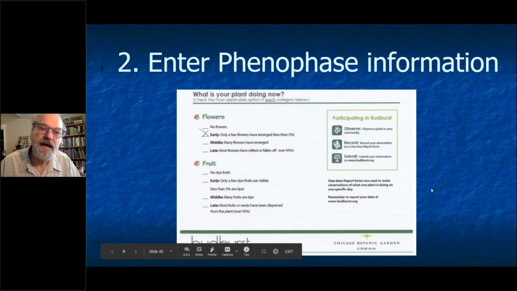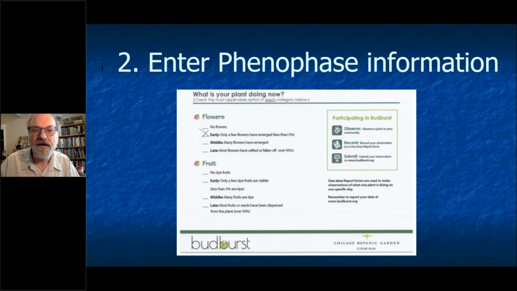Okay, and then the bottom half of the form are the phenophases. And so for wildflowers, which is what I totally recommend starting with, you've only got a couple of phenophases for flowers and for fruit. So it's pretty straightforward. Either you've got no flowers, there's nothing to report really, or you've got early, which we're defining here as fewer than 5% flowers. Like I said, in that aspen grove, there were only a couple flowers out, so that clearly went into that category.